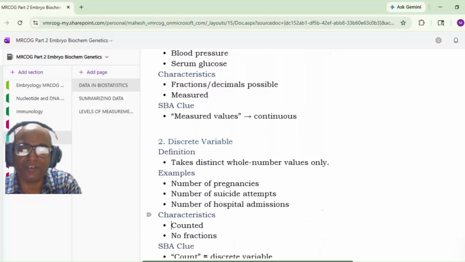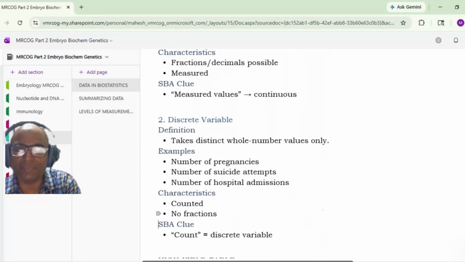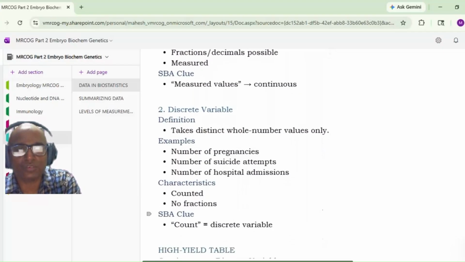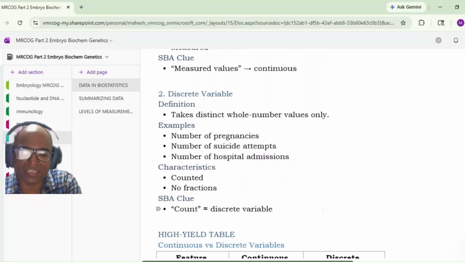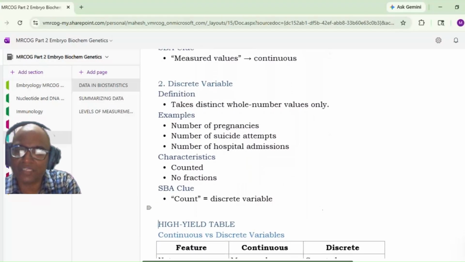Then you have another type of quantitative variable, which is the discrete variable. A discrete variable takes distinct whole number values only. So here you cannot have a decimal or a fraction, you will only have whole numbers. Examples: number of pregnancies, number of suicide attempts, number of hospital admissions, number of children, etc. You cannot have 2.5 children. You cannot have 2.5 suicides. The characteristic is that it can be counted, but there are no fractions. So once we can count something, it becomes a discrete variable.